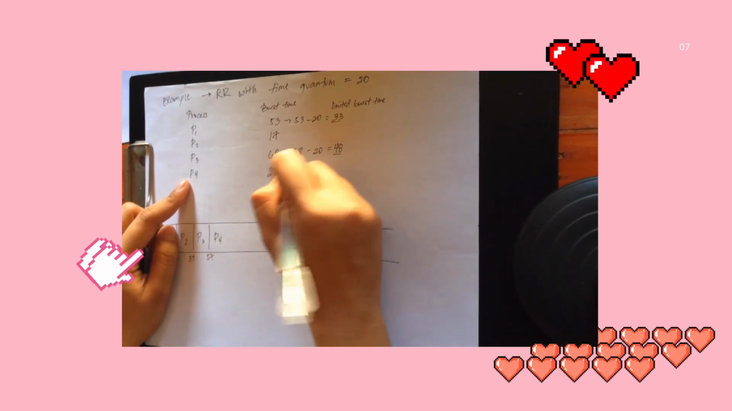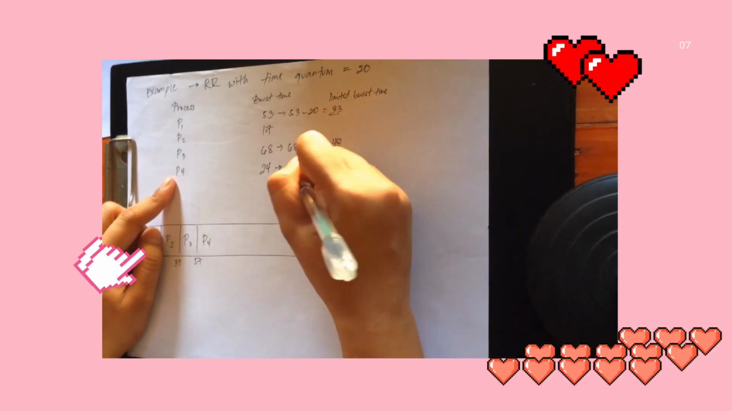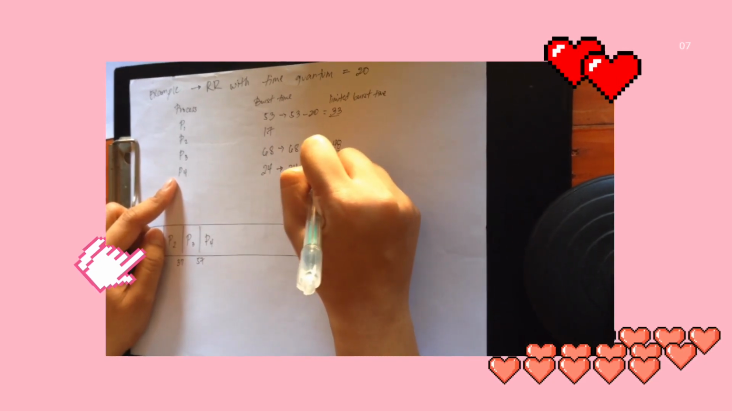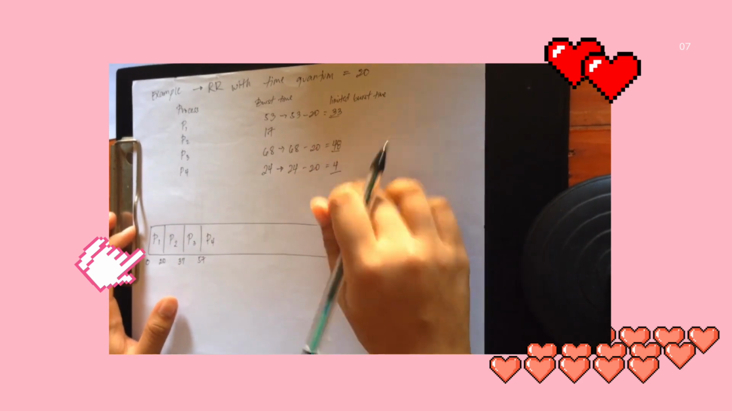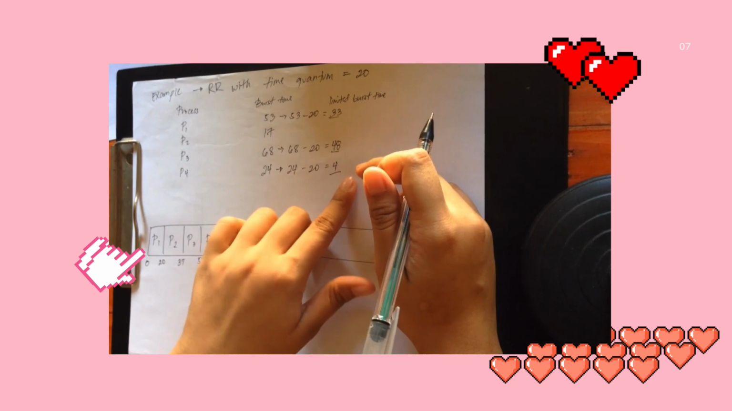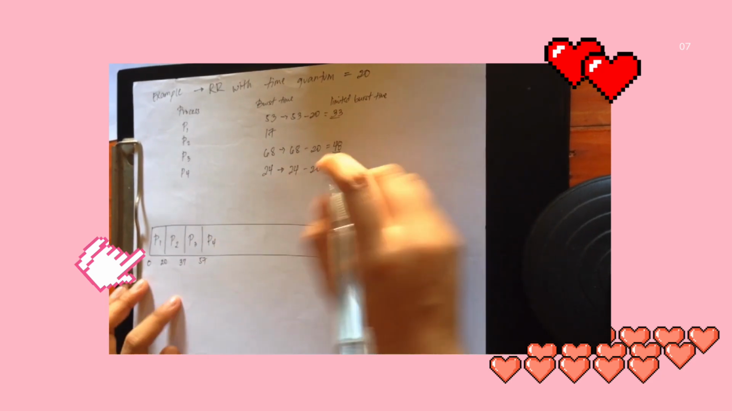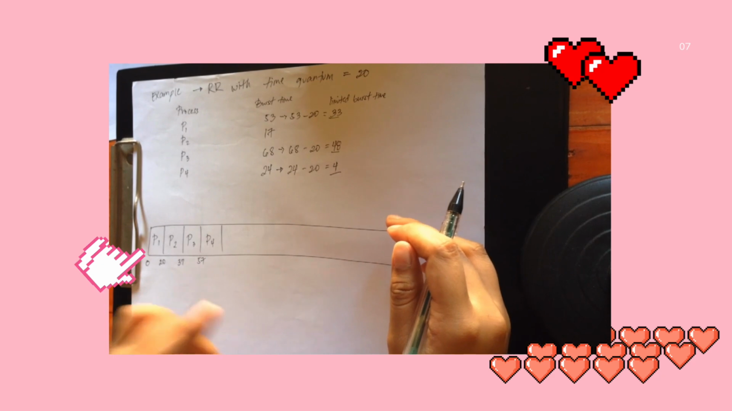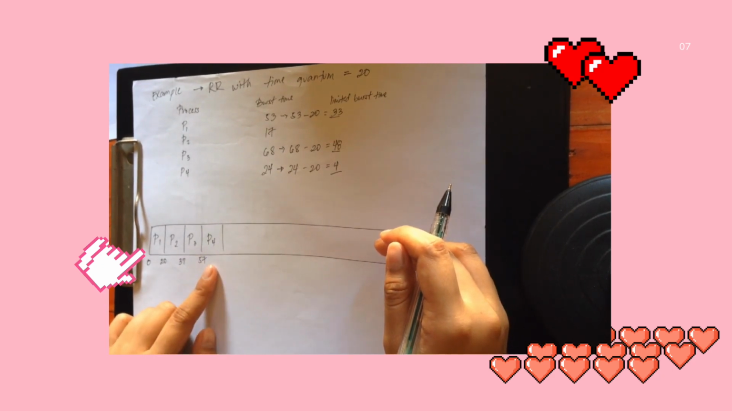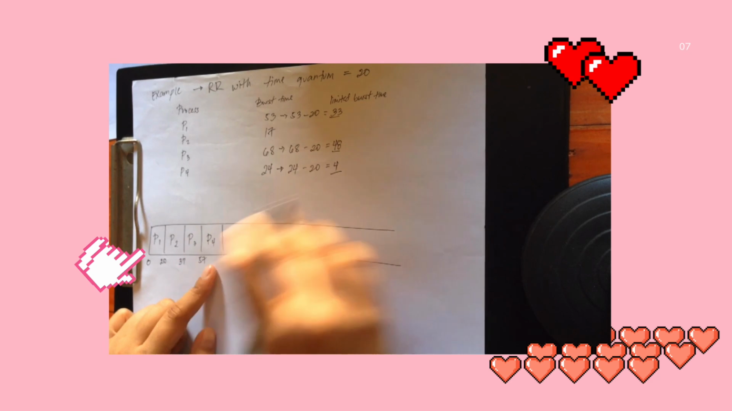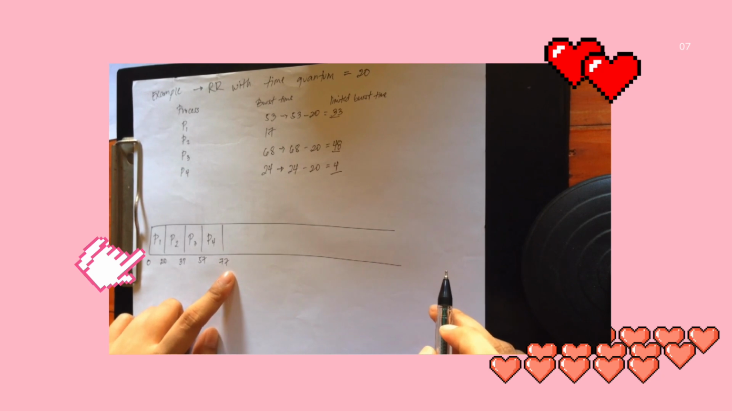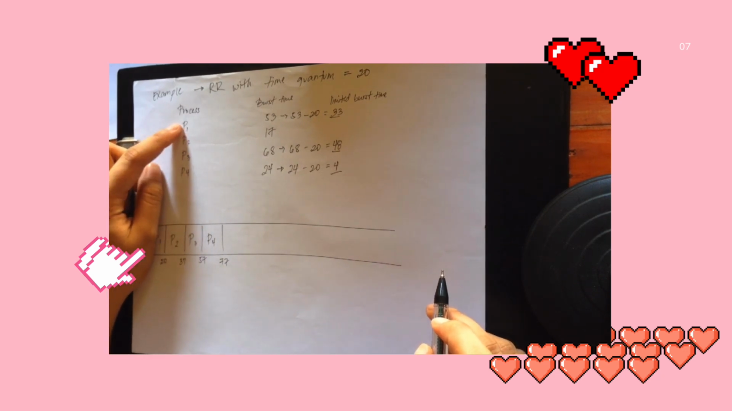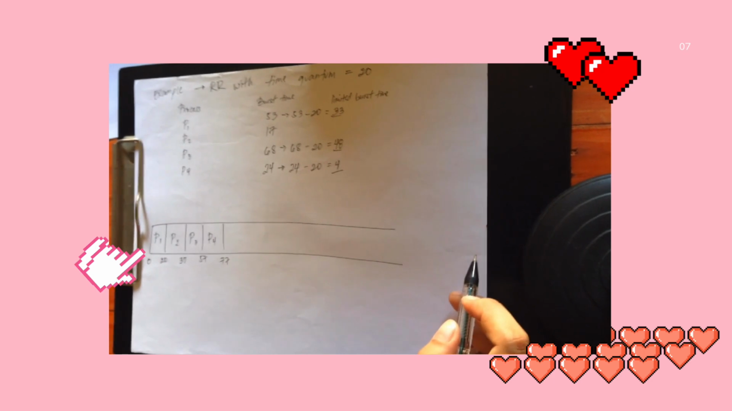So, 24 is greater than 20. So, we need to subtract it: 24 minus 20 is equal to 4. So in P4, our limited burst time is only 4. So, we need to add that. 57 plus 20 is equal to 77. So, we finished all of P1, P2, P3, and P4.